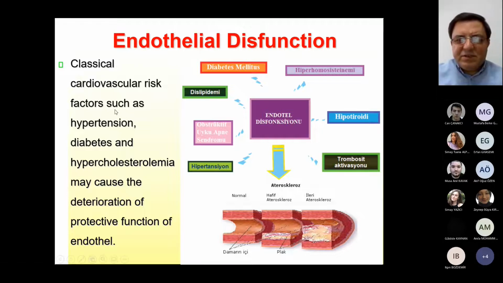And as you see, there are lots of types of conditions: hypothyroidism, thrombus activation, homocystinemia, diabetes mellitus, hypertension and obstructive sleep apnea syndrome. They are all deteriorating the endothelium and contributing to endothelial dysfunction, which is one of the big contributors to the progression of atherosclerosis.